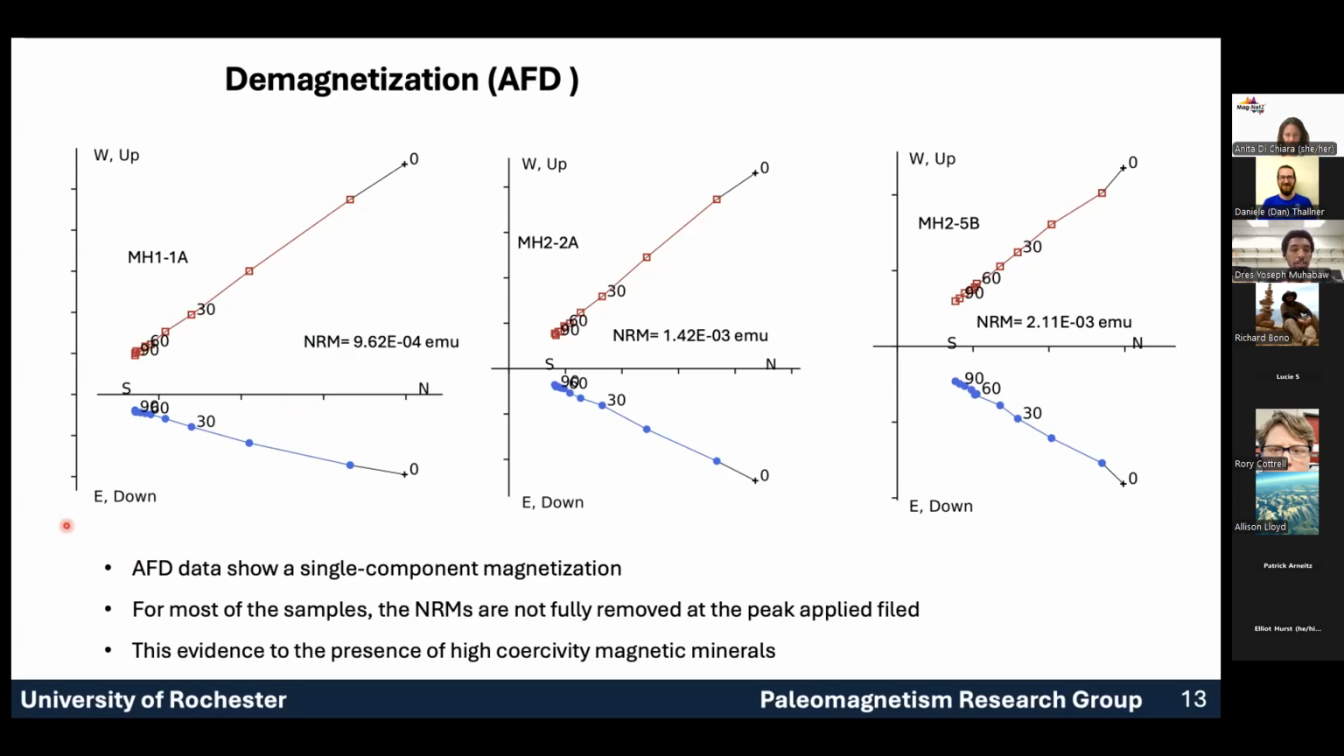The alternating field demagnetization data shows a single component magnetization, which is very stable and unidirectional. For most of the samples, the NRM is not fully removed at the peak field of 100 millitesla. So this indicates that there is a high coercivity mineral in our samples. Most of the alternating field demagnetization orthogonal plots show the same pattern, having a unidirectional direction towards the origin.